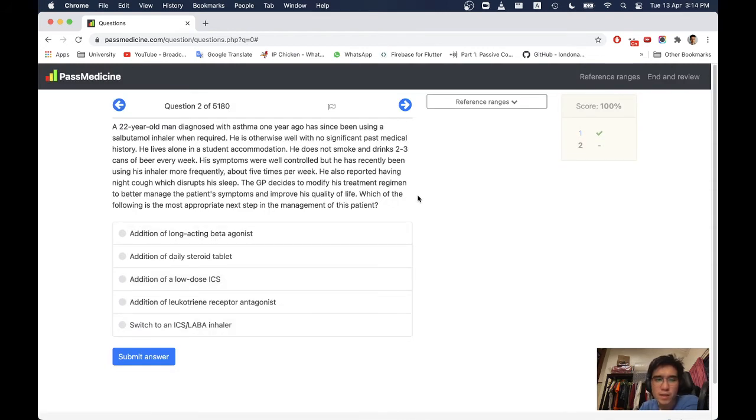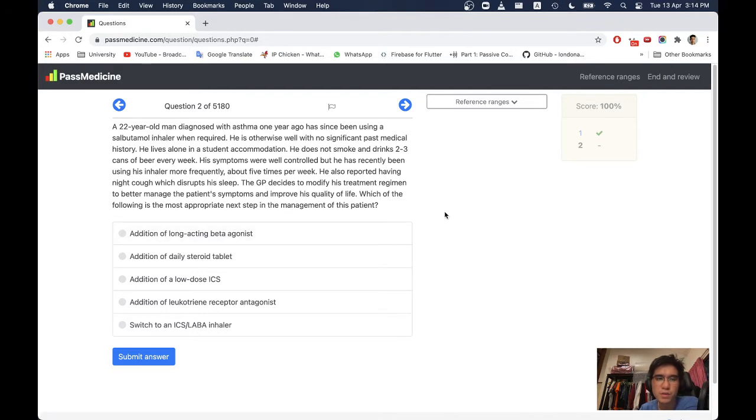A 22-year-old man diagnosed with asthma 1 year ago has since been using a salbutamol inhaler when required. He's otherwise well with no significant past medical history. He lives alone in a student accommodation. He does not smoke and drinks about 2 to 3 cans of beer every week. His symptoms were well controlled, but he has recently been using his inhaler more frequently, about 5 times a week. He also reported having night cough, which disrupts his sleep. The GP decides to modify his treatment regimen to better manage the patient's symptoms and improve his quality of life. Which of the following is the most appropriate next step in the management of this patient?